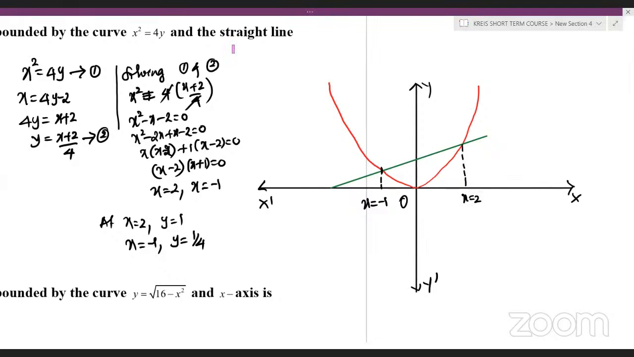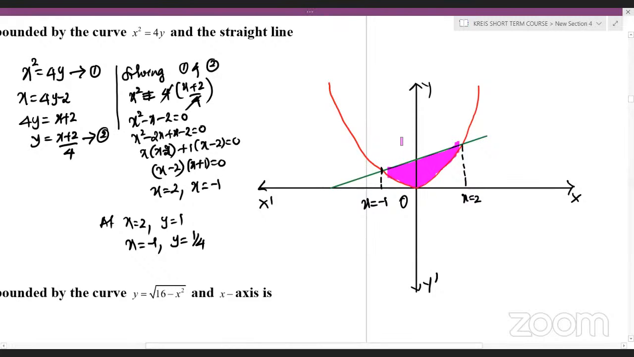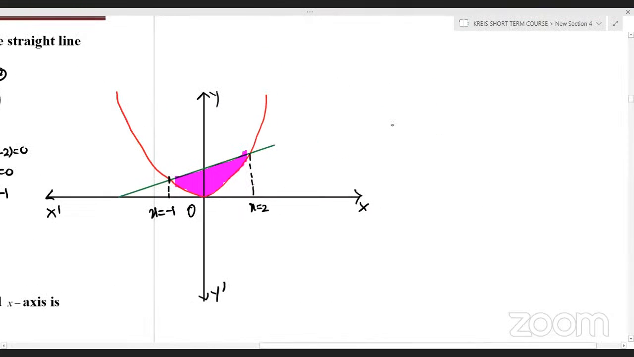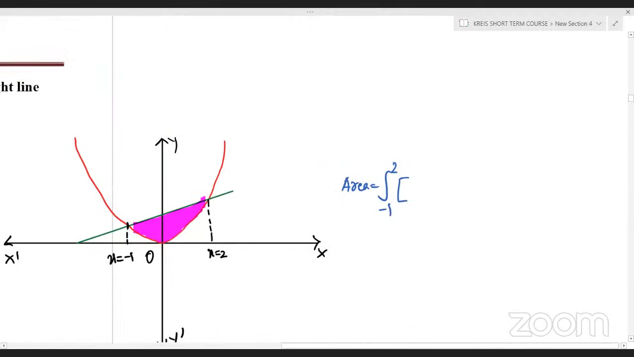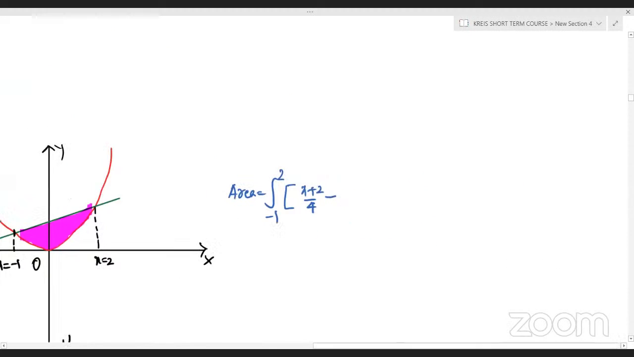So the required area is what you should find out, the area between two curves. This is the area you need to find out. Understood? This shaded area has to be found out. Now this area is given by the area between two curves. Area is nothing but the integral from minus 1 to 2. The upper one is the line, where y is x plus 2 divided by 4. The second one is the curve, where y is x squared by 4, integrated with respect to x.